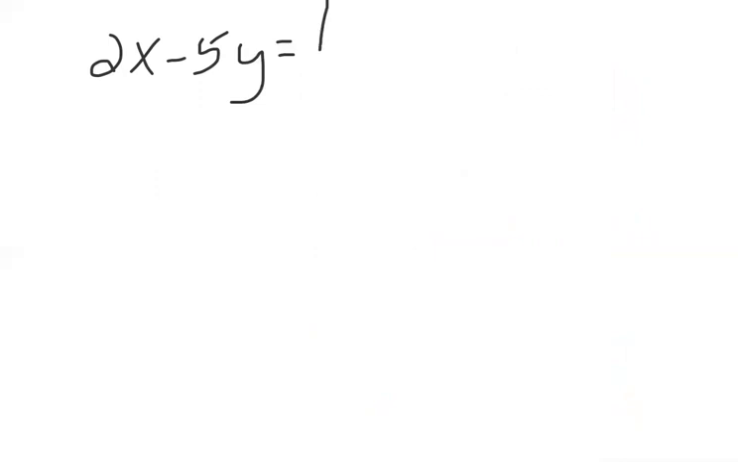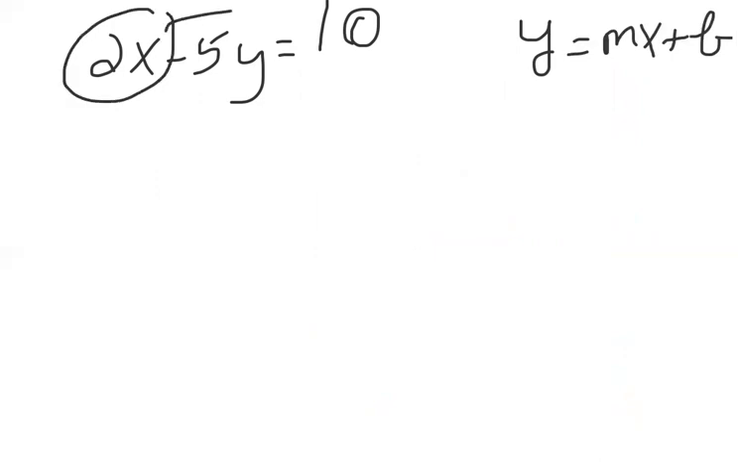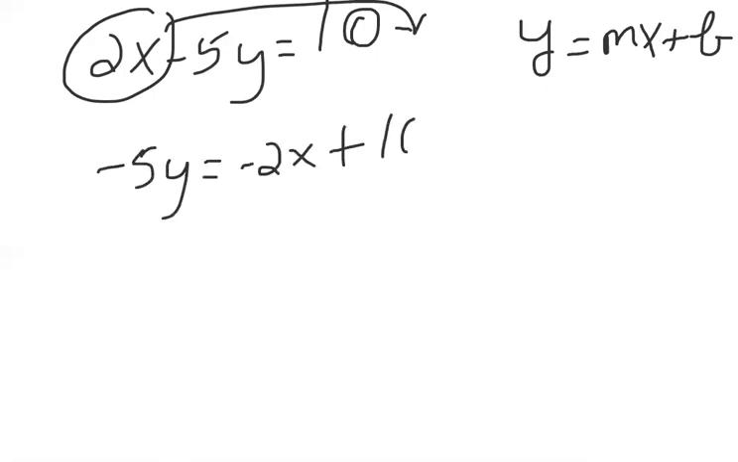Now, for this particular problem, what you will notice is it's not in y equal mx plus b form. So that's your first step. Rewrite it in y equal mx plus b form. Solve for y, okay? So I'm going to take my 2x, guys, I'm going to move it over. So this will become -5y equals -2x plus 10. And then I'm going to divide every term by -5. There's a negative in there somewhere.